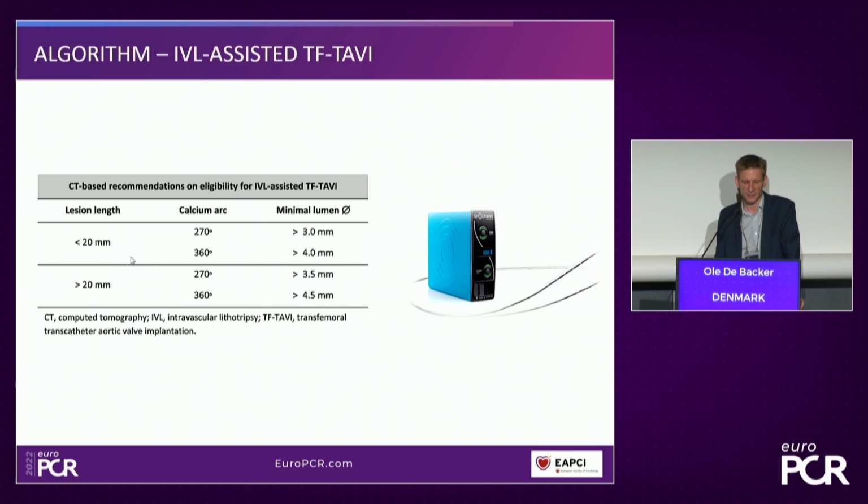I would say if it's a focal lesion and it's 270 degrees calcification, like a horseshoe shape, I can even accept cases up to just 3 millimeter of lumen that I measure on my CT. So you see, you can really push the boundaries there. I would say in the beginning when you start with it, that's maybe not the case you have to start with, but it is safe to do this. We have done many cases of this in Copenhagen with good results.